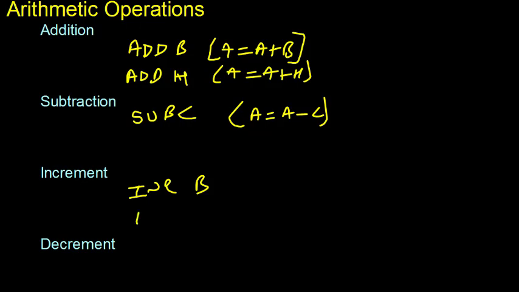Similarly we can write INR H and any other register. Decrement decreases the contents of the given register by 1. So we can write DCR C. So DCR C will decrement the content of C by 1. Similarly we can write DCR E and so on. So decrement and increment can be done on any register.